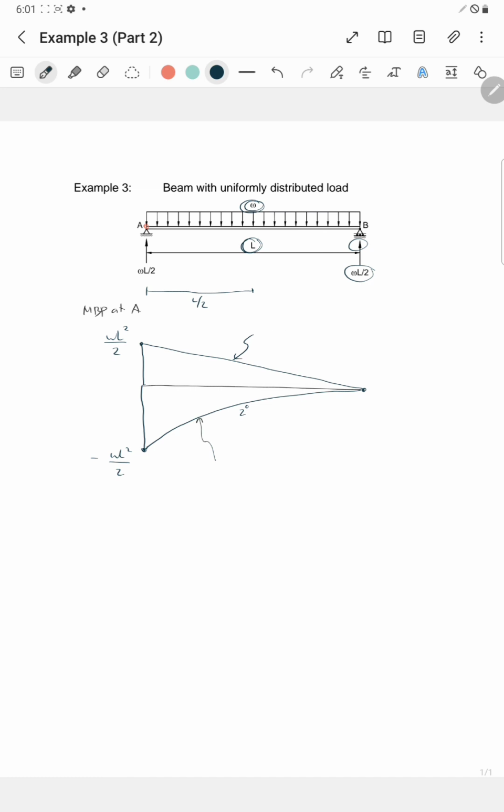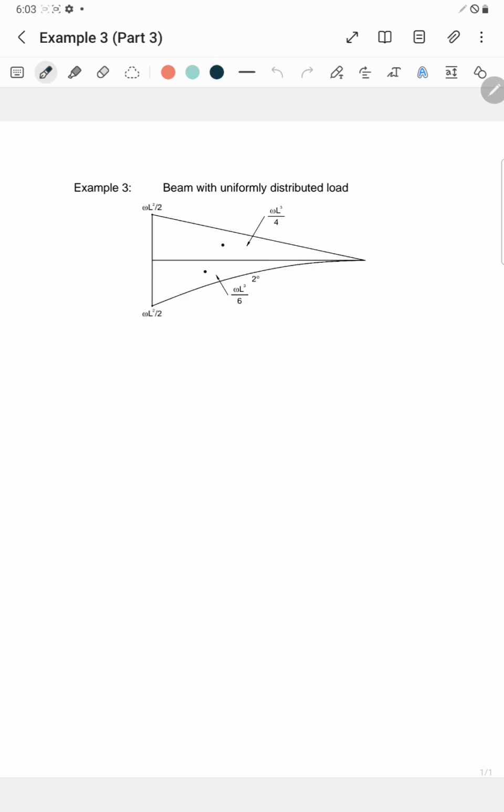So for the triangle, the area is 1/2, the base is L, the height is WL square over 2, or simply WL cube over 4. And for the second degree spandrel, the area is 1/3. So kapag second degree, the area is 1/3. The base is L, and the height is WL square over 2, or simply WL cube over 6. The next, we solve for the parameters 6A over L and 6AB over L.